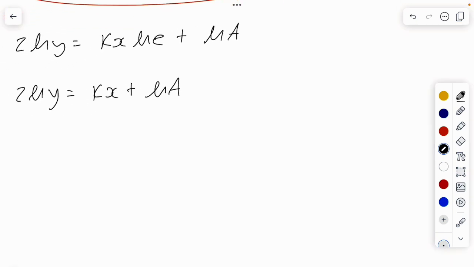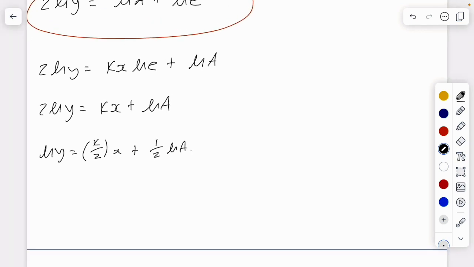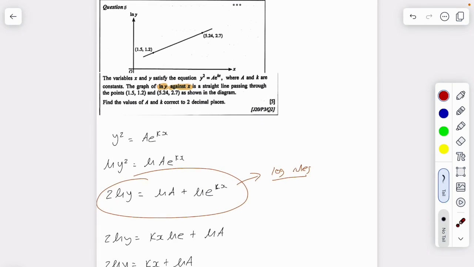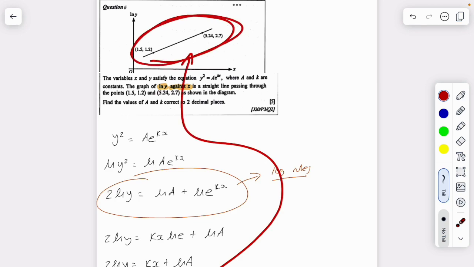Cool. Simple. So, what are the next steps here? Well, what we can say is that ln y is going to equal k over 2 x plus half ln a. So now what we've got, guys, is the equation of the form they gave us. So what we've got now is the form that this graph is in.